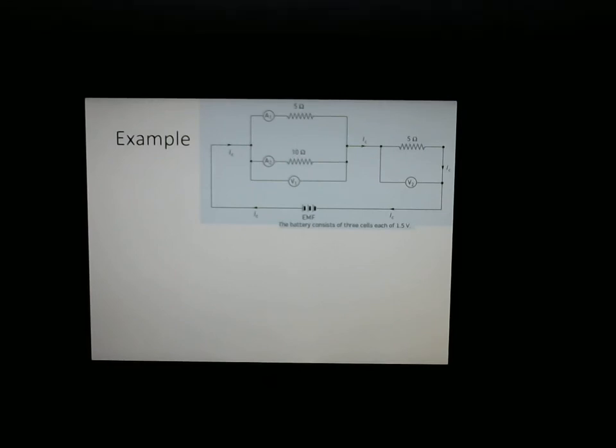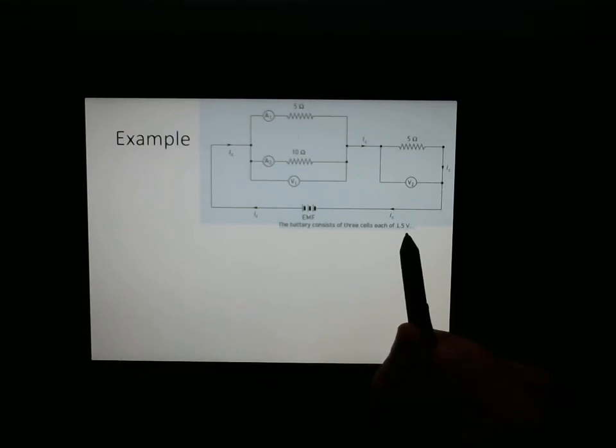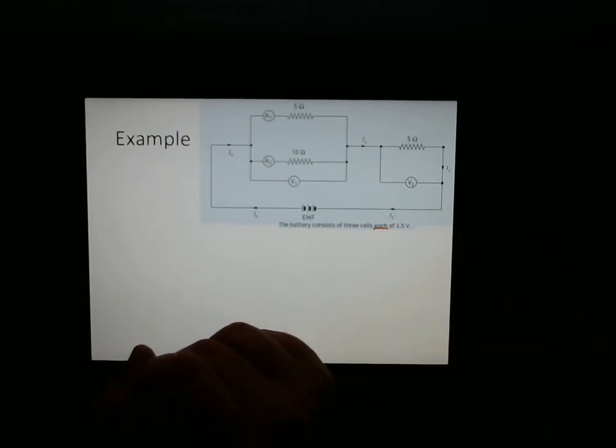It's a stylistic choice. It can be kind of aggravating, but it's not anything we haven't seen before. It's just drawn differently. We have here some information. The battery consists of 3 cells each of 1.5 volts. So let's see what our question is.